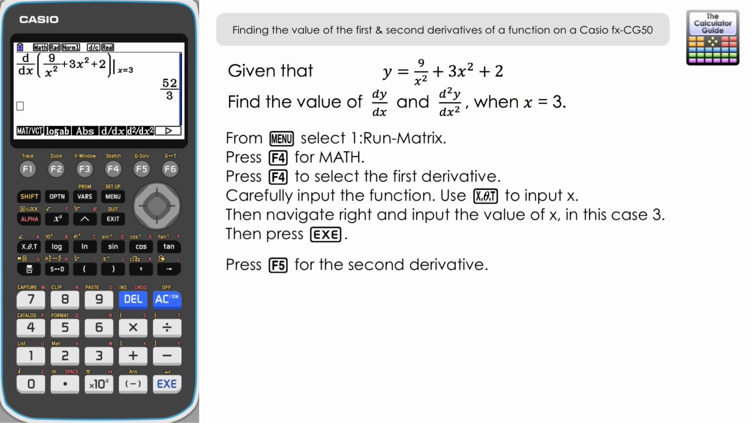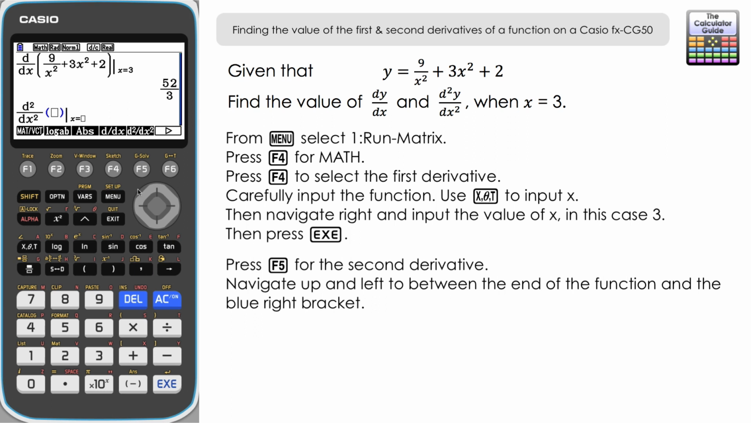So it's F5, and you can see it's set up in a very similar fashion. We've got the blue brackets, parentheses there. Now, to save us from having to type out that function again, what we're going to make use of is the calculator's clip and copy feature, and basically copy it from where we wrote it in the first derivative.